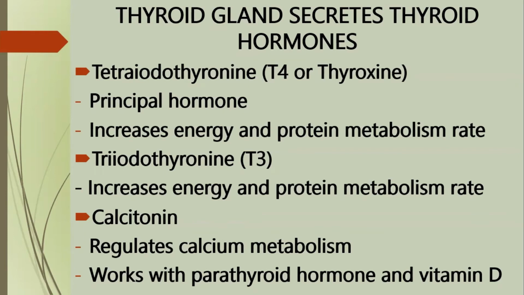The thyroid gland secretes thyroid hormones. Tetraiodothyronine, or T4 or thyroxine, is the principal hormone, and increases energy and protein metabolism rate. Triiodothyronine, or T3, increases energy and protein metabolism rate. Calcitonin regulates calcium metabolism, working with parathyroid hormone and vitamin D.